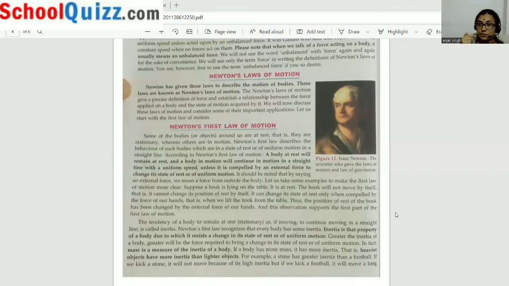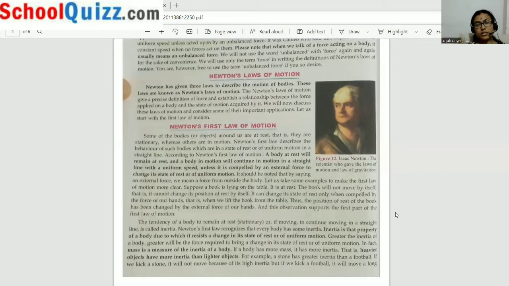ये रुकेगी अपने आप को मोशन में आने से. ये ऑब्जेक्ट अपने आप को मोशन में आने से रुकेगा. लेकिन क्यों नहीं रुकेगा? Why is it not going to stop by itself? Because the external force which I am applying is more than that. Okay, if my external force is less, the object will remain at rest. This pen will remain at rest.